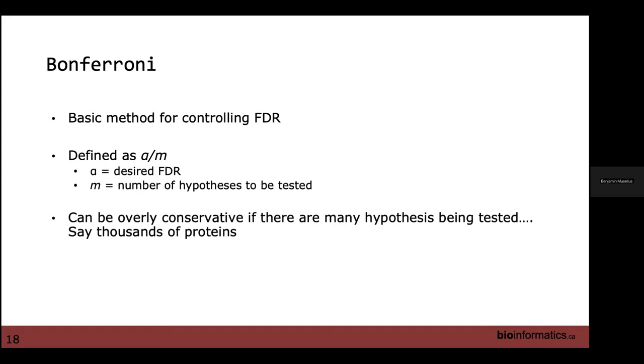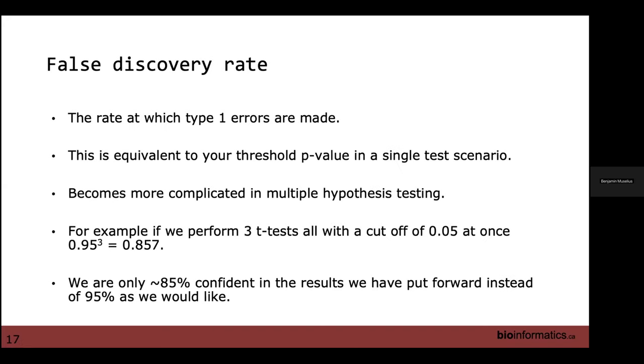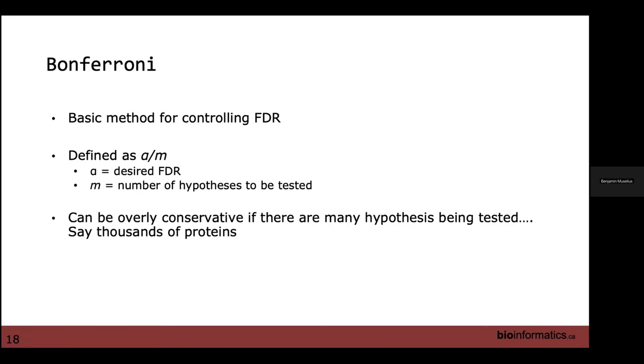So the first is called the Bonferroni method. It's defined basically as A over M, where A is the desired FDR, and M is the number of hypotheses tested. And that is basically taking what I used here and just flipping it backwards. This is very, very conservative because it is quite literally taking that relationship and then applying that adjusted FDR to everything. So you need very, very low p-values, especially in very high sample sizes, to have things be significant with a Bonferroni, which can be good.